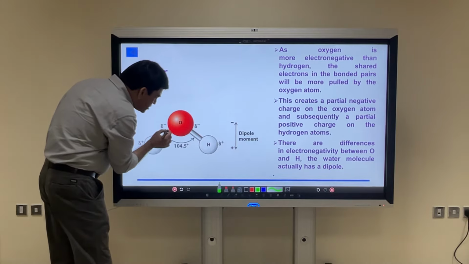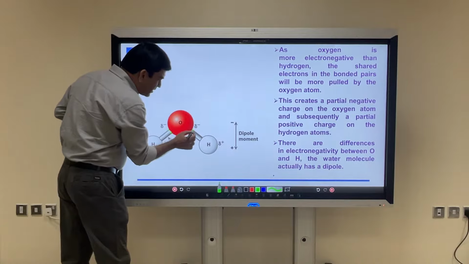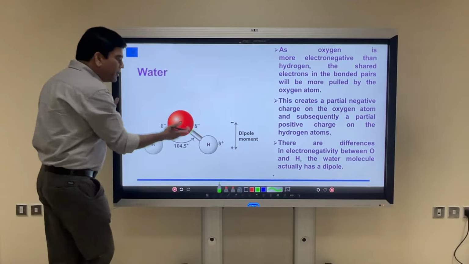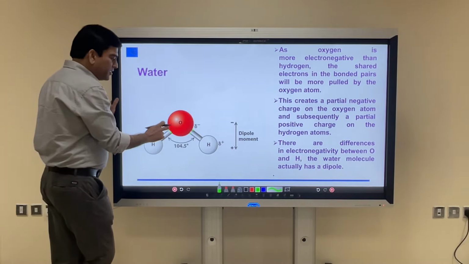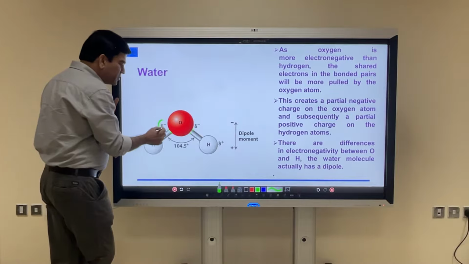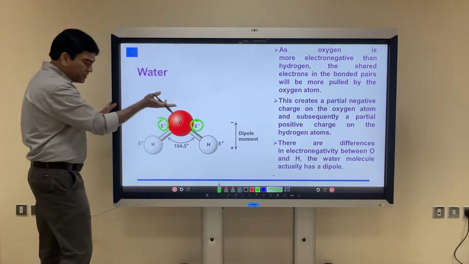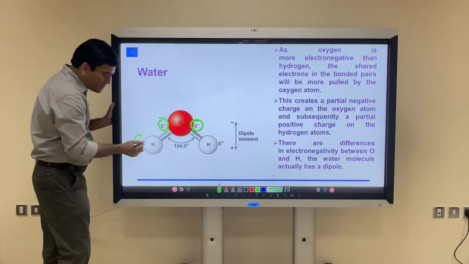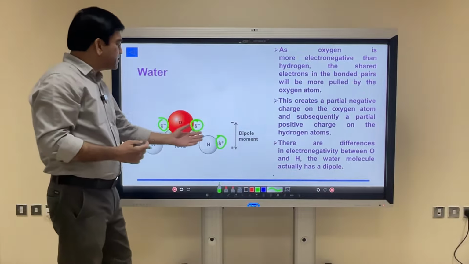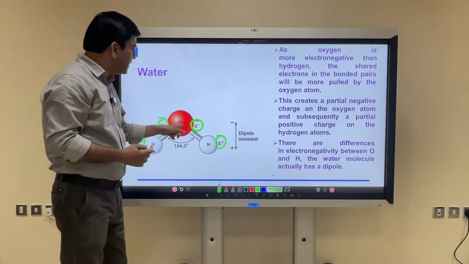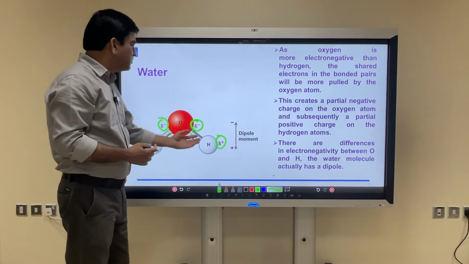These shared electron pairs come closer to oxygen and away from hydrogen. Because they are close to oxygen, it gets a partial negative charge. Because they are away from hydrogen, hydrogen gets a partial positive charge. Now there is an electrostatic force of attraction between partially negative oxygen and partially positive hydrogen, and this is the formation of a hydrogen bond.